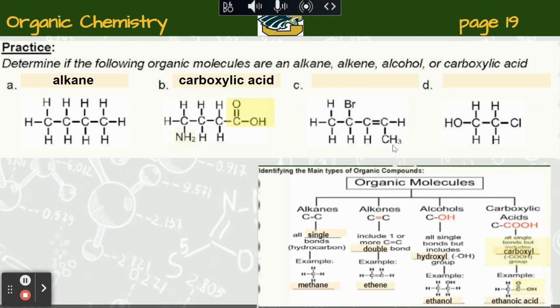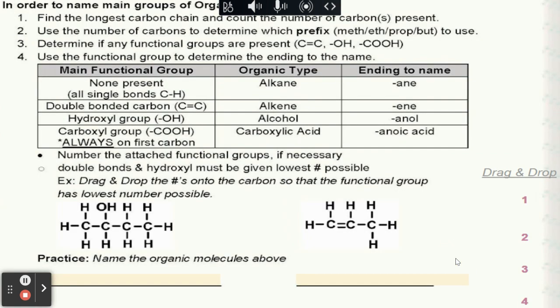Our next one, again, has 2 functional groups. This is the main one, this double bond, which makes it an alkene. And our last one has 2 again. This is considered an OH. The O is always connected to the carbon, that's what that line means. So this is an alcohol.